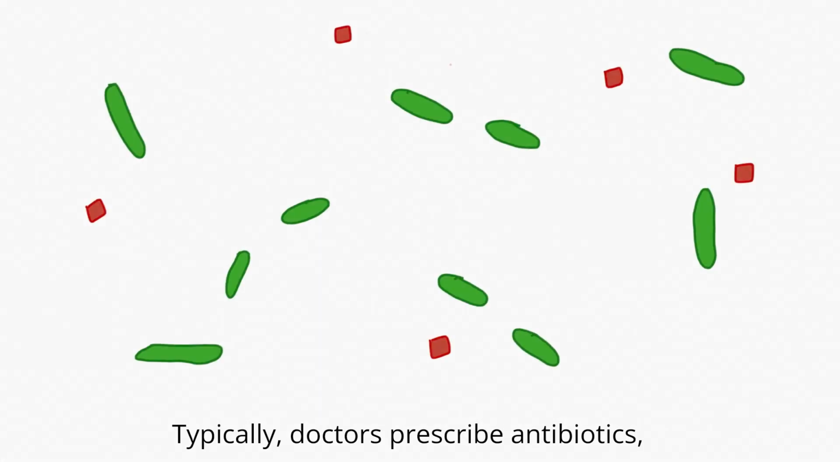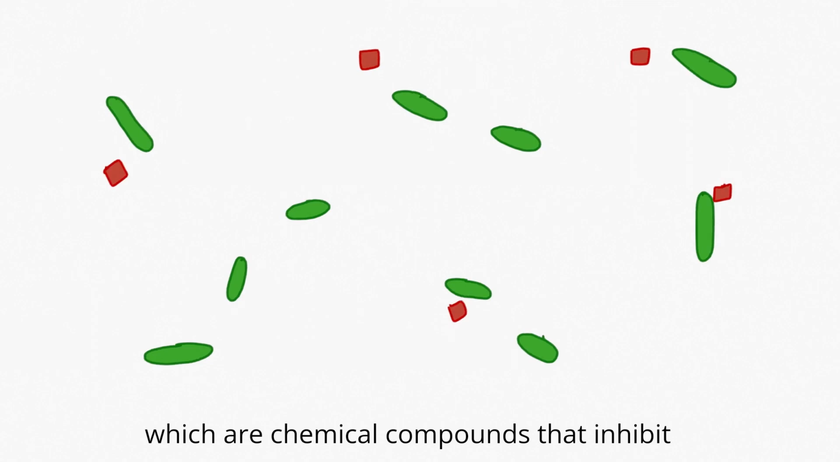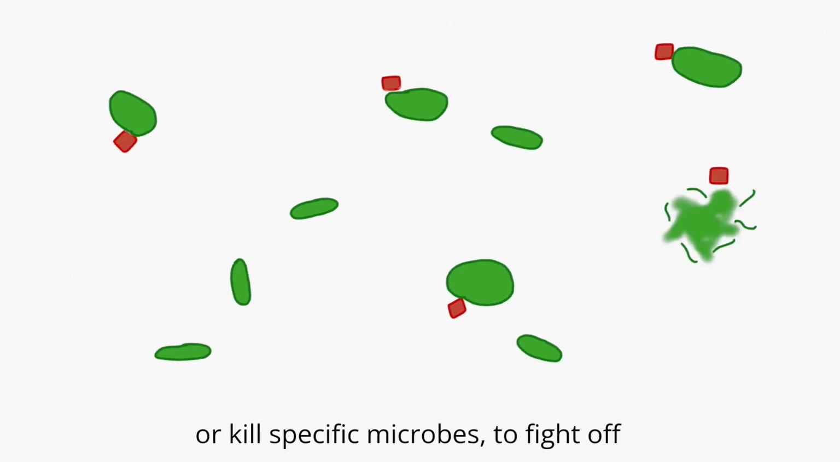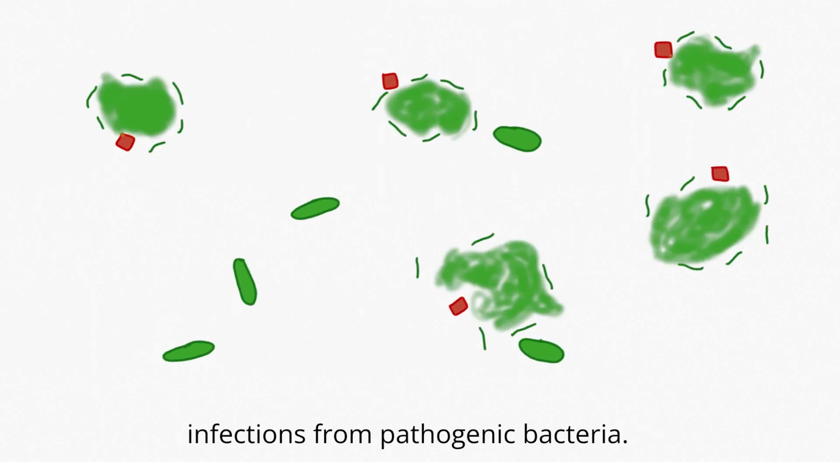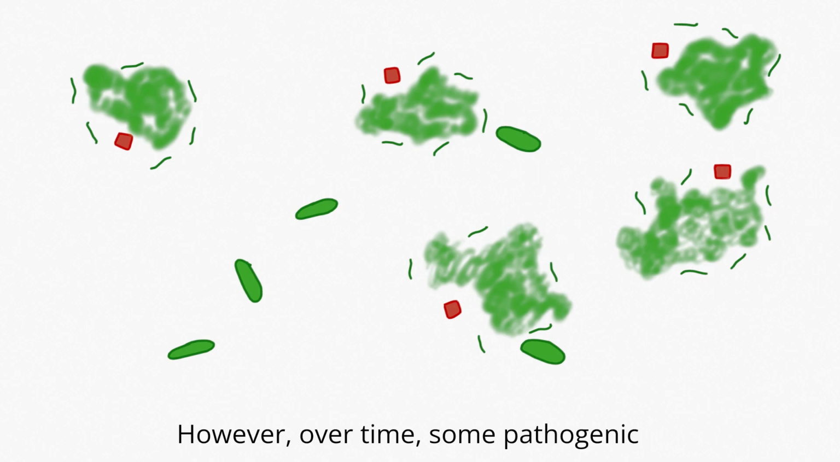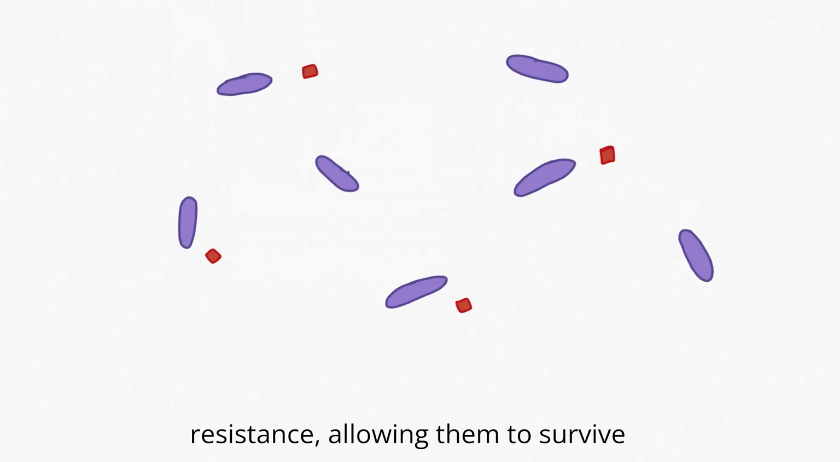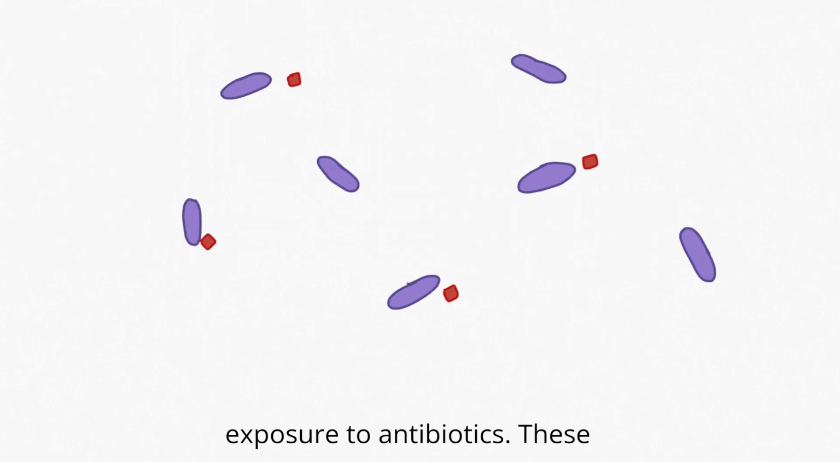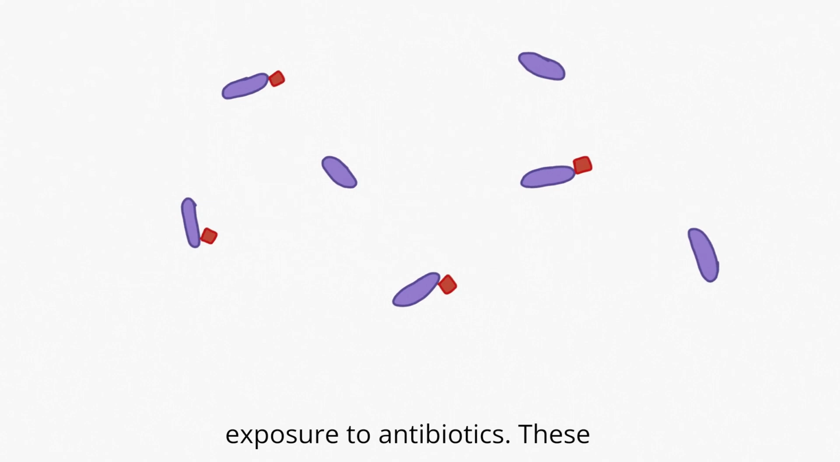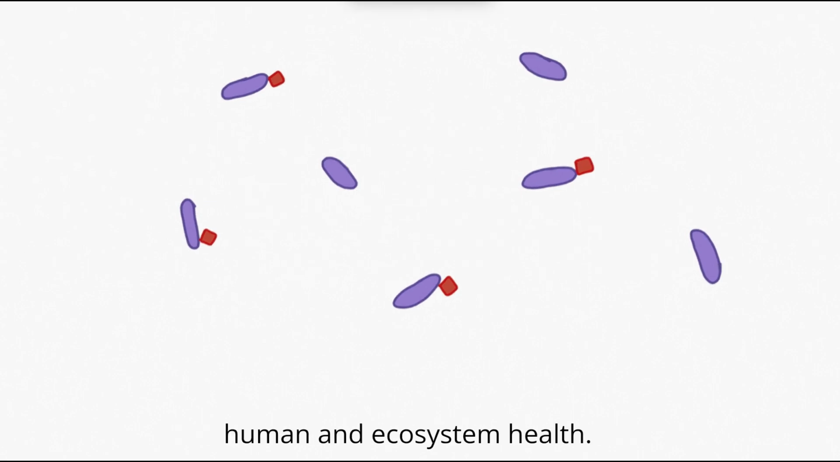Typically, doctors prescribe antibiotics, which are chemical compounds that inhibit or kill specific microbes, to fight off infections from pathogenic bacteria. However, over time, some pathogenic bacteria have developed antibiotic resistance, allowing them to survive exposure to antibiotics. These bacteria are especially difficult to kill, which makes them dangerous for human and ecosystem health.